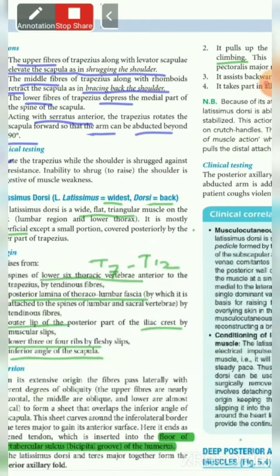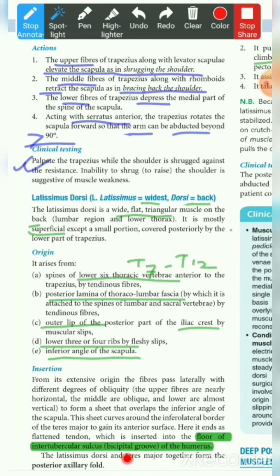Let's see the actions. The upper fibers of the trapezius, along with the levator scapulae, elevate the scapula, as in the shrugging of the shoulder. That means elevation means shrugging. When we elevate our shoulder, the upper fiber of the trapezius helps us, and the middle fibers of the trapezius retract the scapula, as in the brushing back of the shoulder. And the lower fibers, the lowermost fibers, depress the scapula.